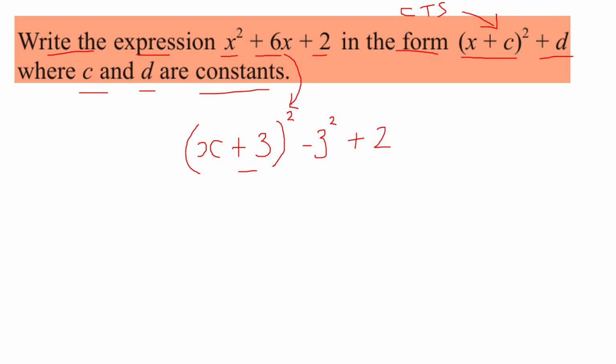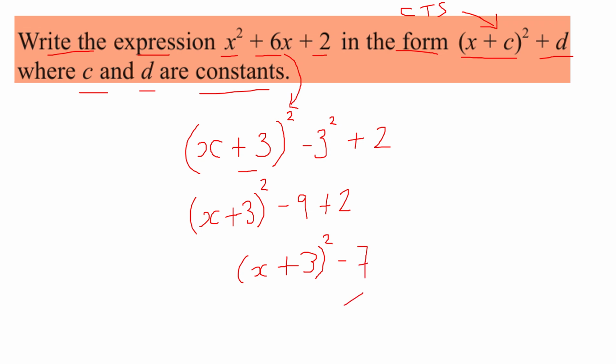I'm now going to tidy it up a bit. So we're going to have (x plus 3) in brackets all squared, minus 9, plus 2, which simplifies to (x plus 3) all squared, minus 9 plus 2 is minus 7, or negative 7. And that is our completed square form.